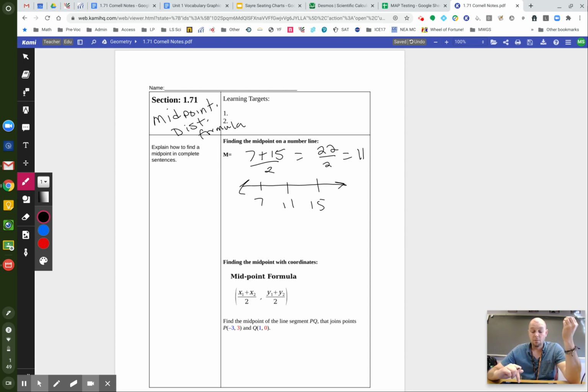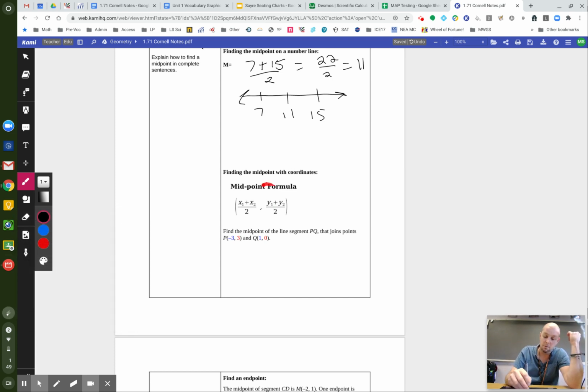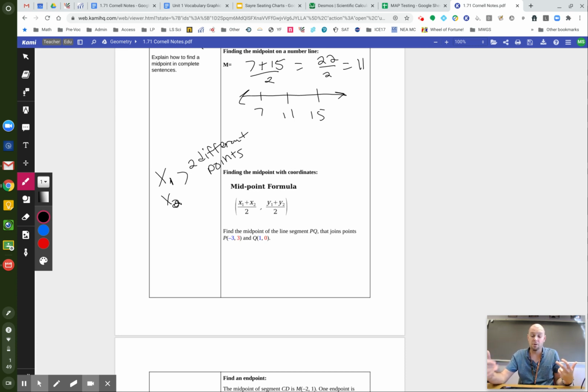All right. So for the midpoint formula, here's the midpoint formula here, and you'll see this when you're doing the work: x1 plus x2 divided by 2 over y1 plus y2 divided by 2. Just a note, when you see an x1 and an x2, those just mean 2 different points. So remember that when you see x1 and x2, that just means 2 different points. Same with y1 and y2 when they're down low like that.